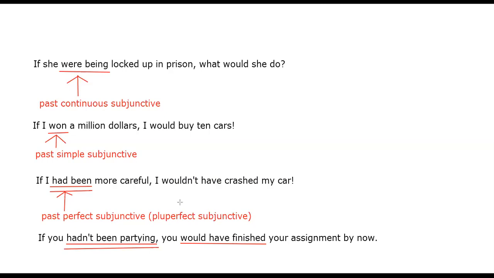But inverting the past perfect subjunctive makes the subjunctive more obvious because, again, the past perfect subjunctive looks just like the past perfect indicative. So "hadn't been partying" is the same thing as "hadn't been partying." Both the same thing for the indicative and the subjunctive. But it's up to you. You can do whatever you want, really. It's just a matter of style, really.